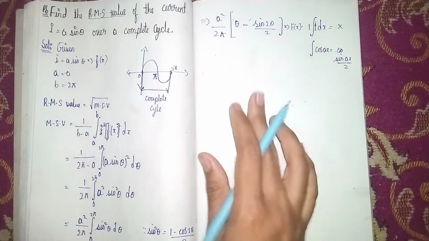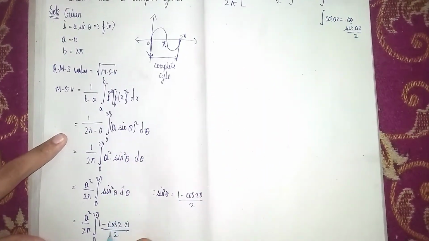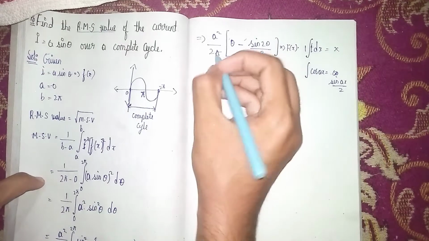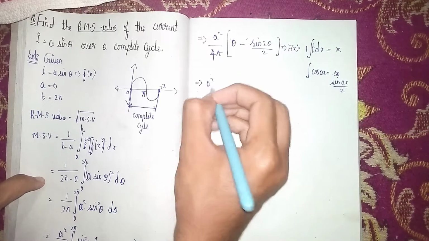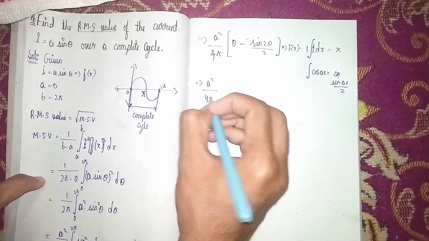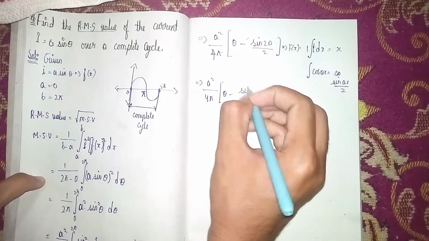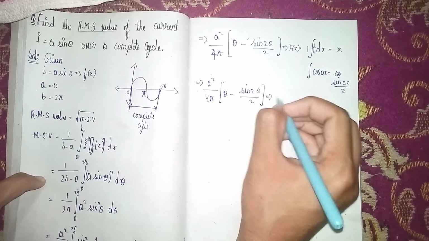Here I forgot to tell you one step: this 2 comes outside, so it multiplies with the 2 pi, and here it becomes 4 pi. At last we have A square by 4 pi times theta minus sine 2 theta by 2. Now this is our F of x.